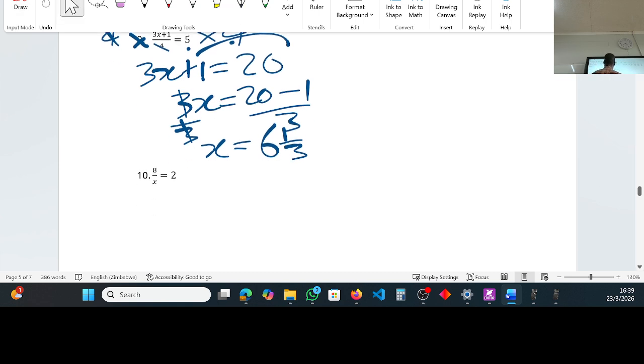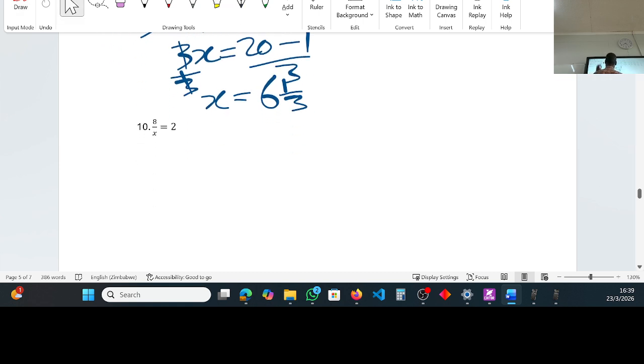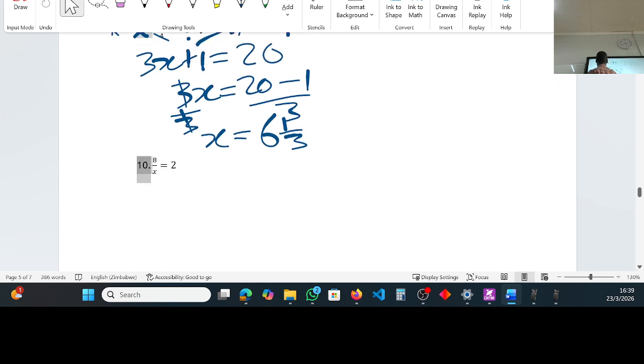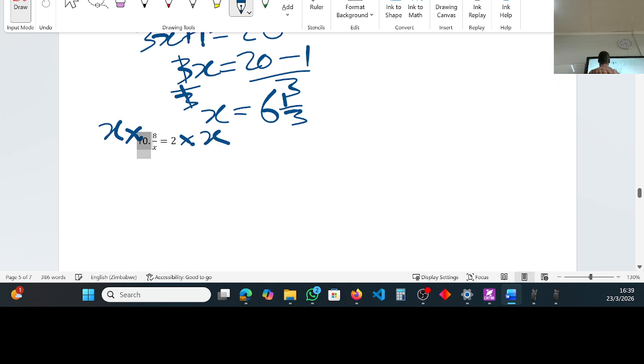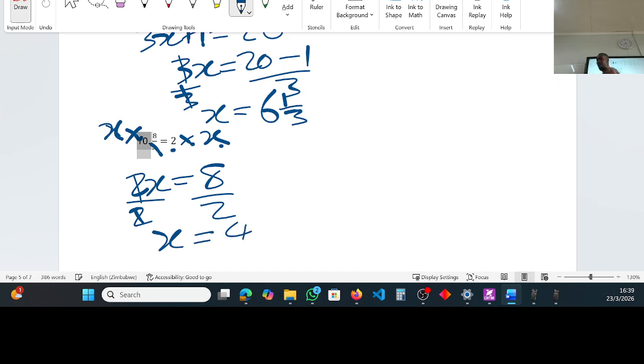Then the last one, number 10, is now a reverse. Our x is on the denominator. So now if we want to find the value of x, first we have to move it to the numerator. In essence, I'm going to be multiplying both sides by x itself so that it moves away from the denominator. So I'll end up having 2 times x, which is 2x, equal to 8. But then I'm looking for x, so I'll divide both sides by 2. So our x actually is 4.